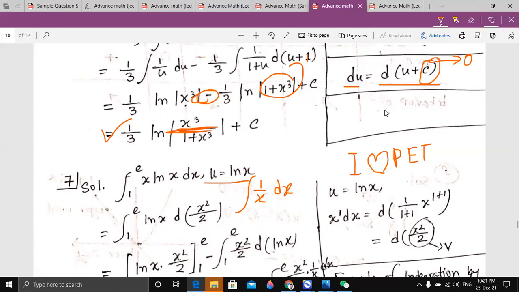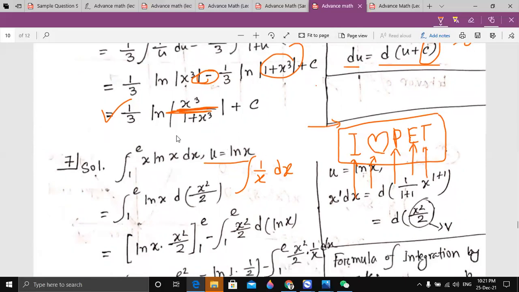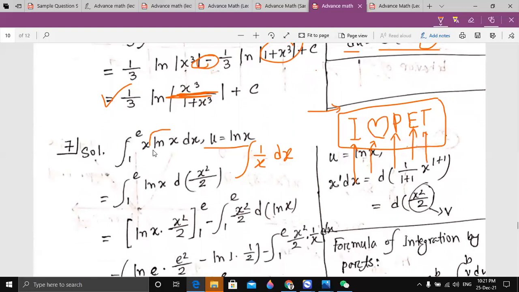We were having some group study with Lucy and others. So there is some kind of trick. Okay, I love pet. I means inverse trig function. L means log function. P means power function. E means expo function, and T means trig function. So this is the order for selecting u. Here we have a log function and a power function, so firstly we have to take the log function as u, right?